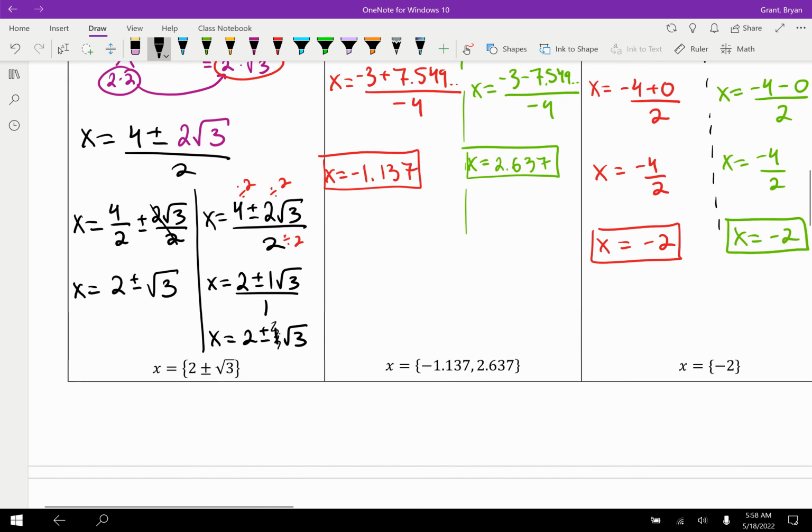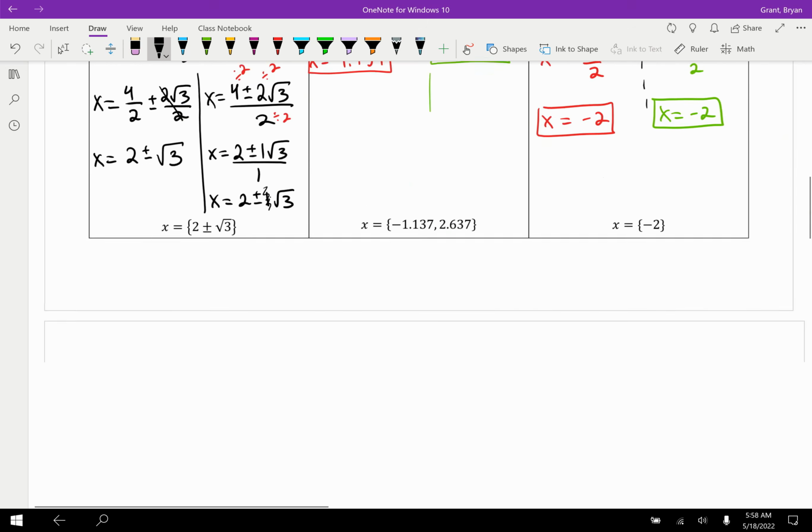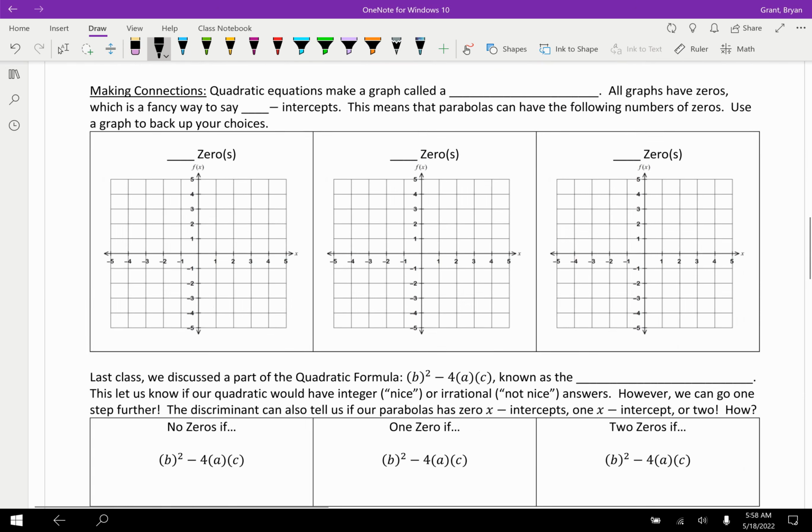Okay, well that is really our main point for today. We have one more page to go through, but this page goes pretty quickly. So let's get to it. Quadratic equations make a graph called a parabola. We know that. That's our U-shaped graph. All graphs have zeros. Seriously, they all do, even if they don't touch the x-axis. And don't forget that a 0 is a fancy way to say an x-intercept.